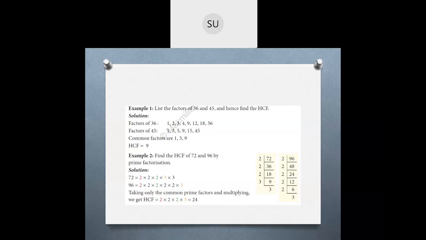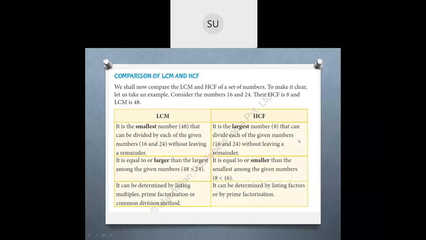So this is the prime factorization method and the listing the factors method. Now we'll see the difference between LCM and HCF. We shall now compare the LCM and HCF of the same numbers. To make it clear, let us take an example: consider the numbers 16 and 24. Their HCF is 8 and their LCM is 48.